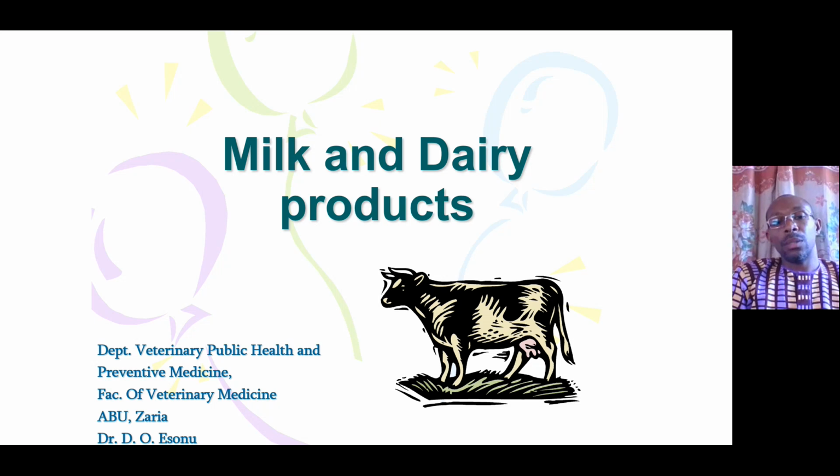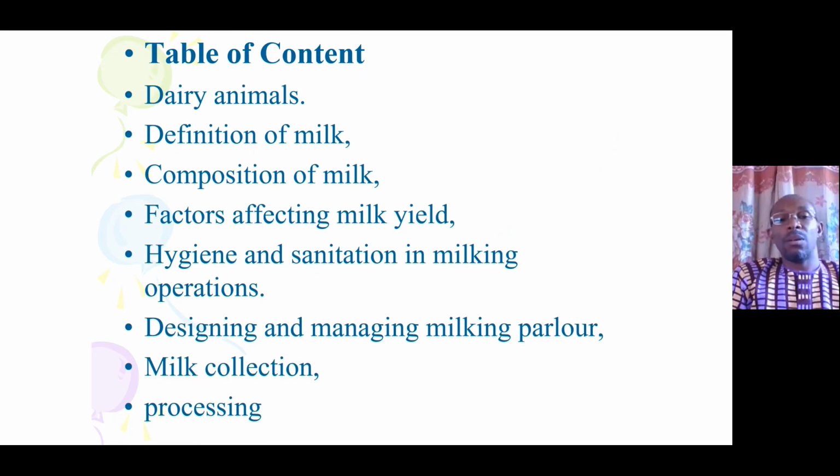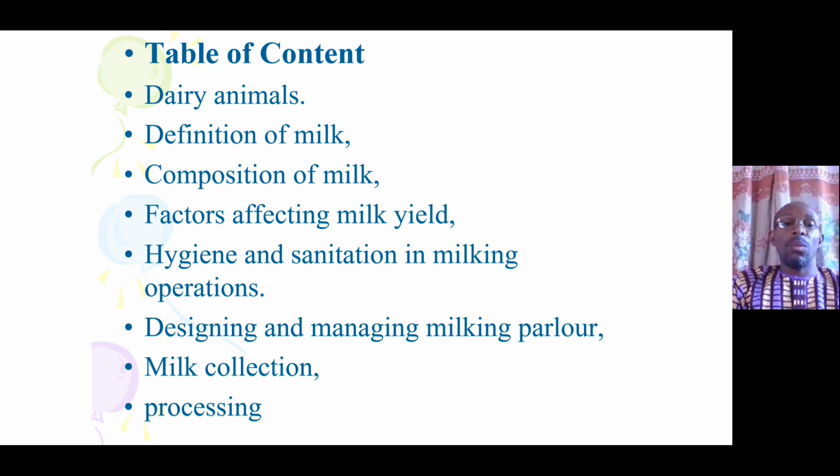As an introduction, this is our module that we'll be talking about, the table of contents. First, we'll be talking about dairy animals, the definition of milk, the composition of milk, the factors affecting milk yield, hygiene and sanitation in milking operations, designing and managing a milking parlor, milk collection, and lastly, round up with processing. So this is the part I'll be covering on milk and dairy products.